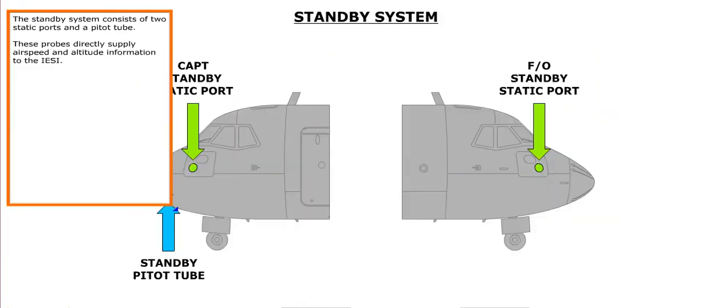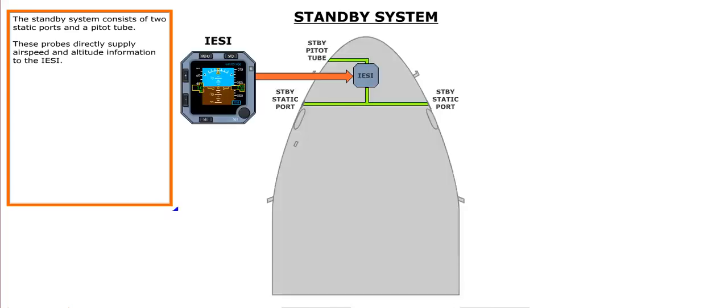The standby system consists of two static ports and a pitot tube. These probes directly supply airspeed and altitude information to the IESI.